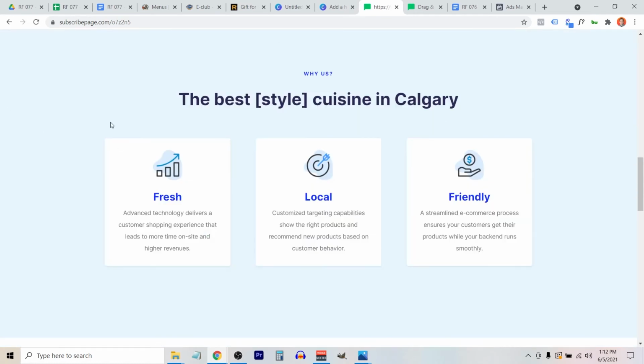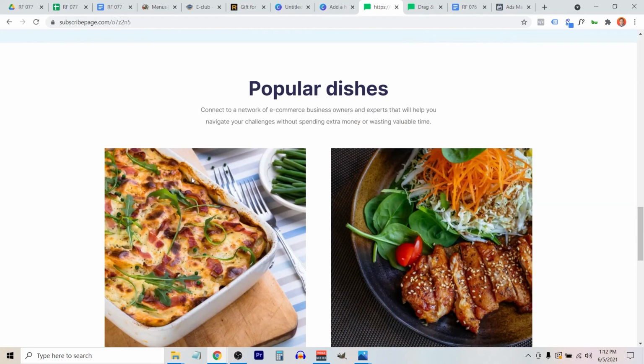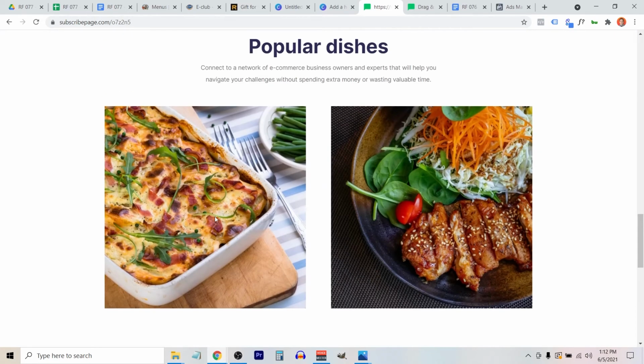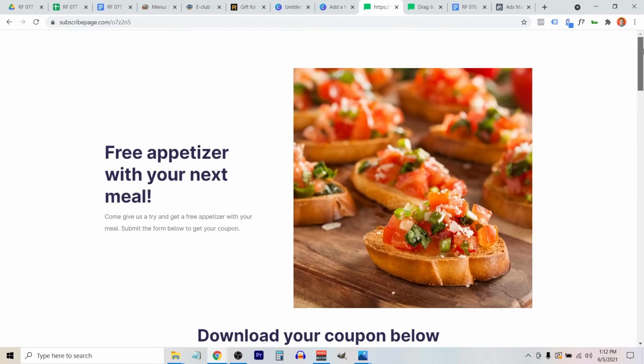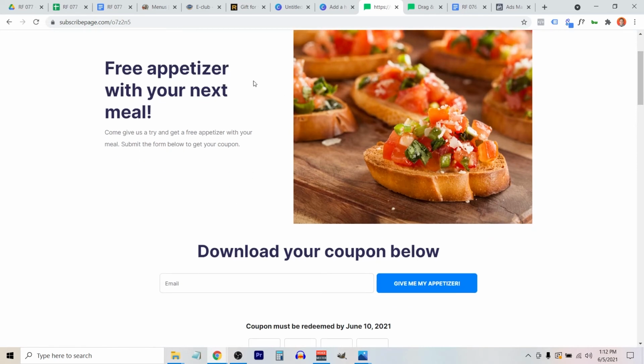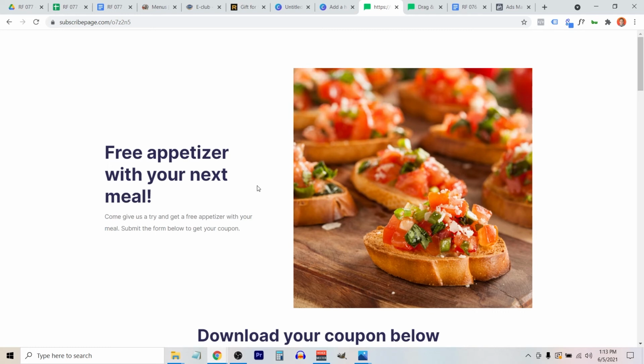You can add some more information, benefits about why they should choose your restaurant, some of the popular dishes if you want, maybe your menu, reviews if you have them. This isn't all necessary though. Honestly, the offer itself is kind of the most important bit here. So even if you just have this above the fold bit and the form, that's probably going to be good enough for you to start getting results.